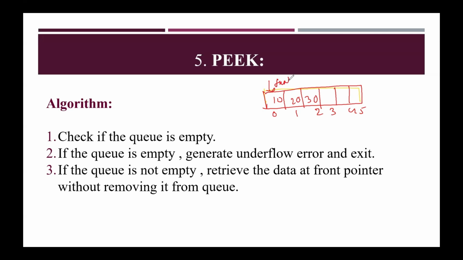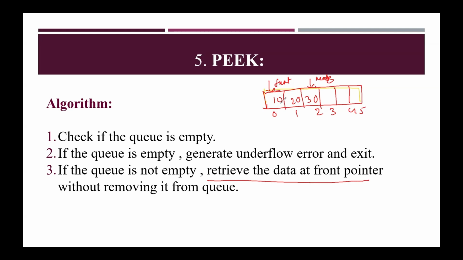So now this is the front end, this is the back or rear. Rear is also called the back or tail of the queue. So now which value will be picked? Retrieve the data at the front pointer. There are two pointers, front pointer and rear pointer.